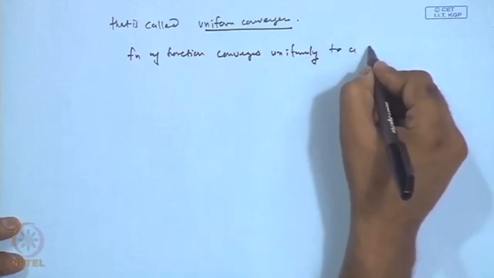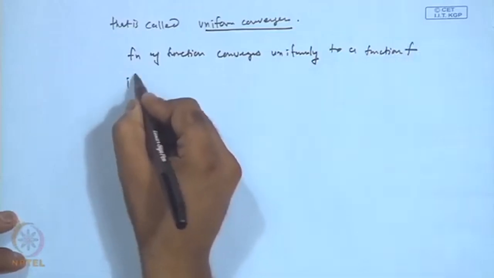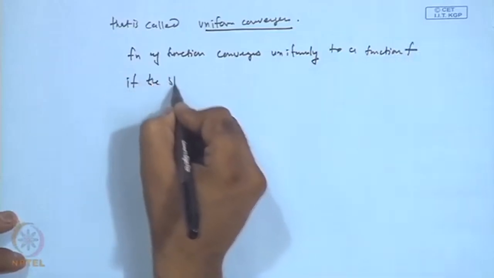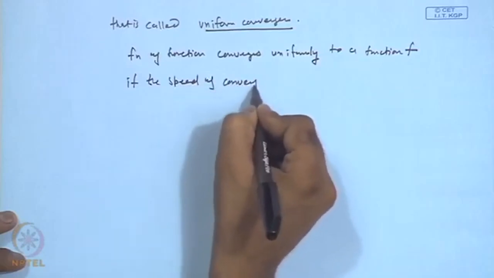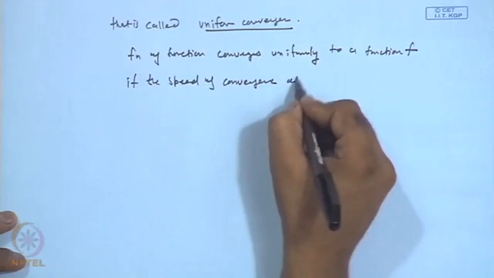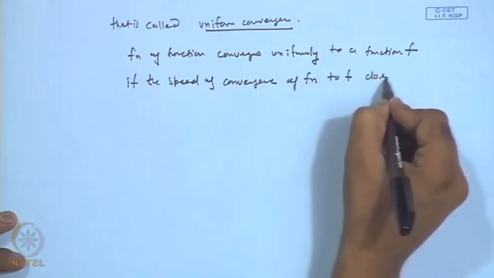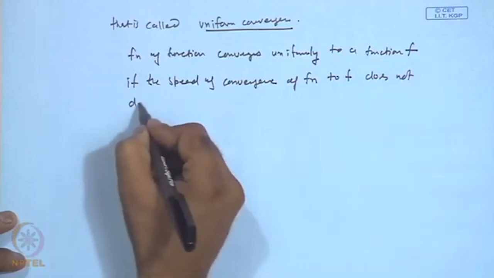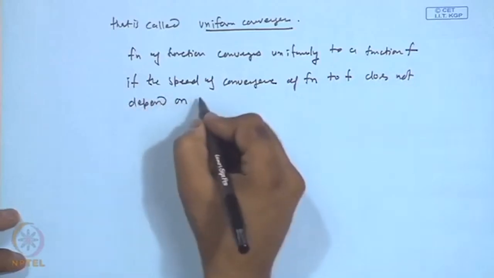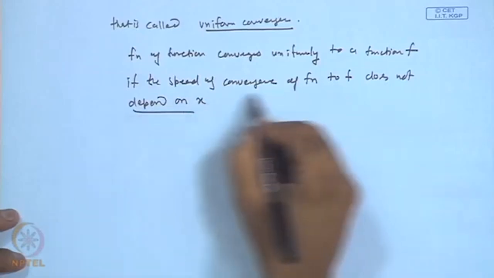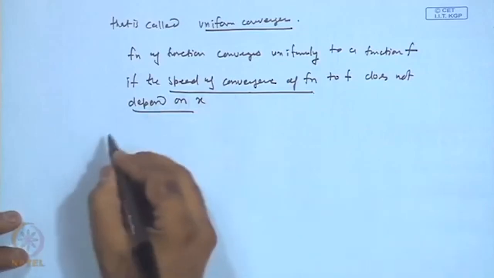So, this is a stronger notion of convergence than pointwise convergence. A sequence converges uniformly to a limiting function f if the speed of convergence of f_n(x) to f does not depend on x. So, what does that mean, the speed of convergence? With the help of examples we will see.